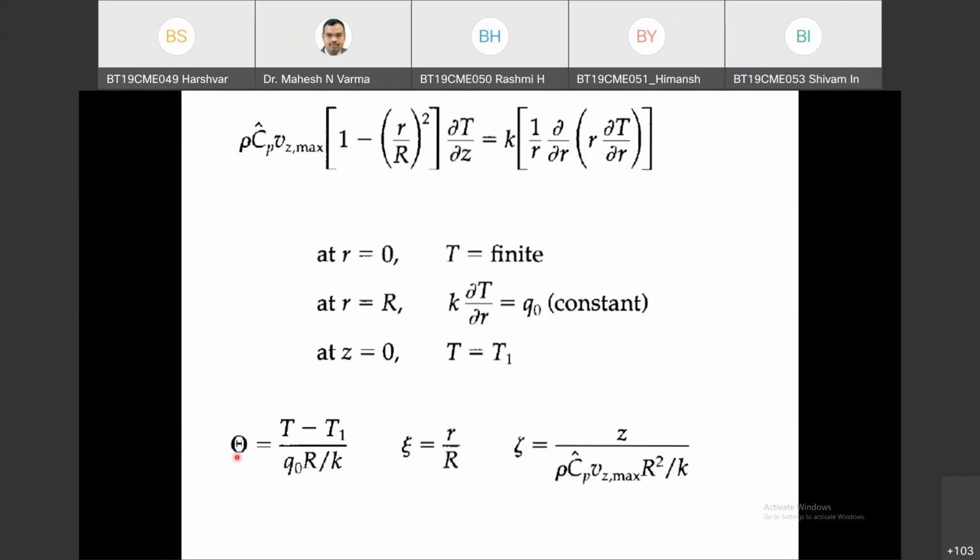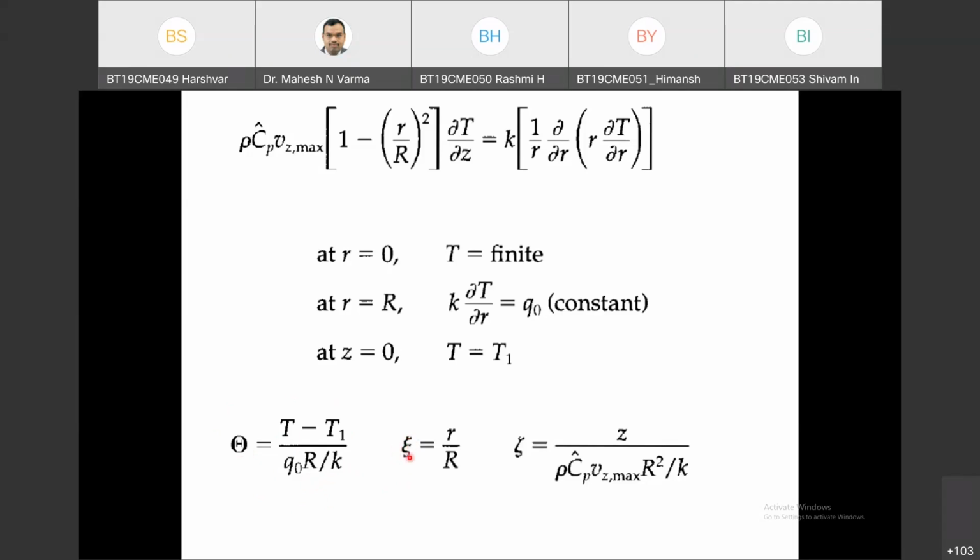Theta is the dimensionless temperature. You can see this has the unit of temperature only. Dimensionless temperature is (T minus T1) divided by Q0R divided by K.